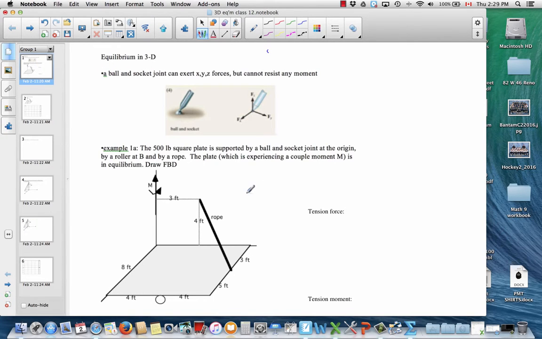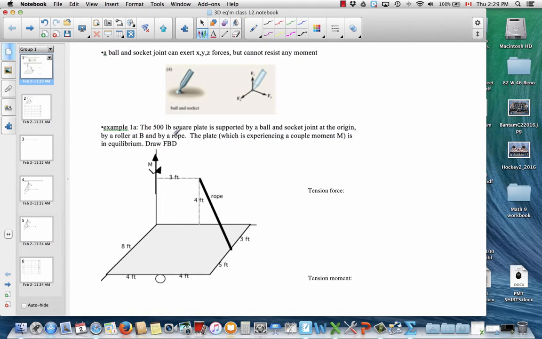Okay, let's do an example. Here we have a square plate. It's 500 pounds of weight. It's supported by a ball and socket joint at the origin that we can't see. It's supported by a roller here at the point B. You have this in your notes. And by this rope. And there is a couple moment acting on it in the positive k direction.